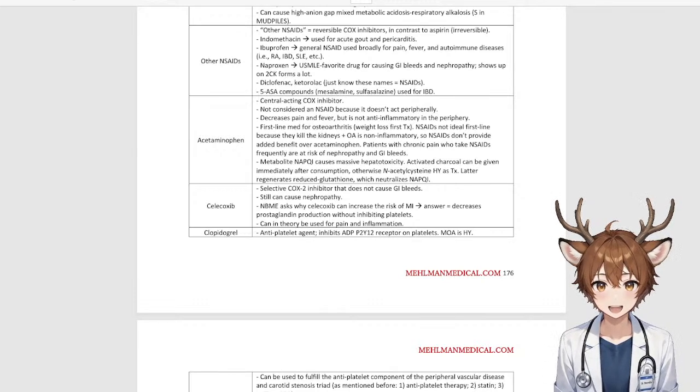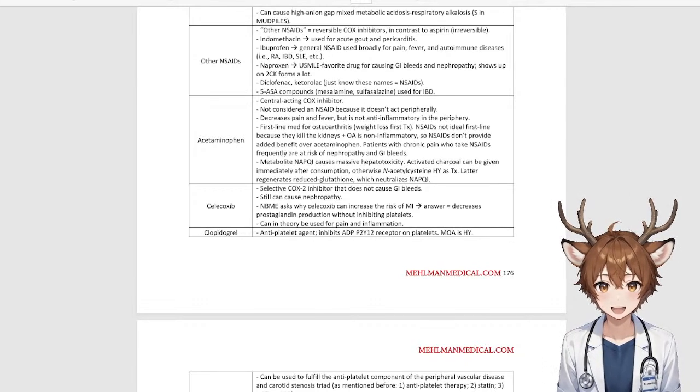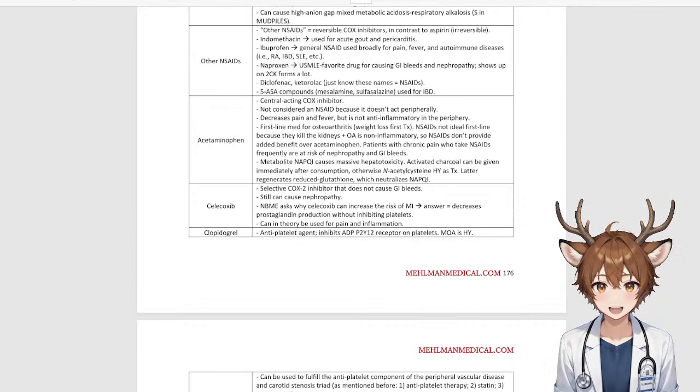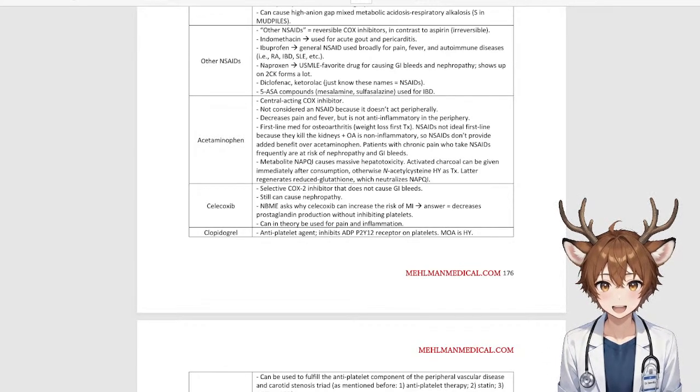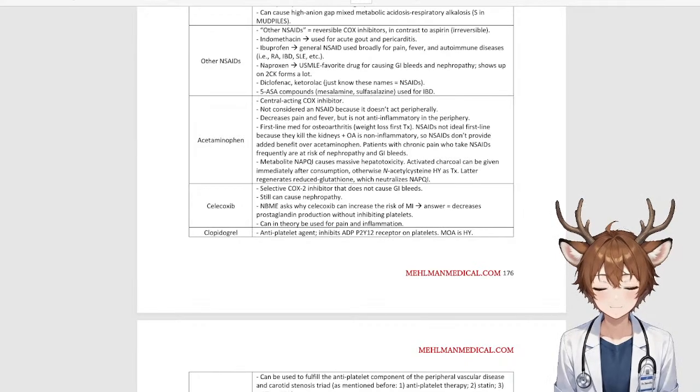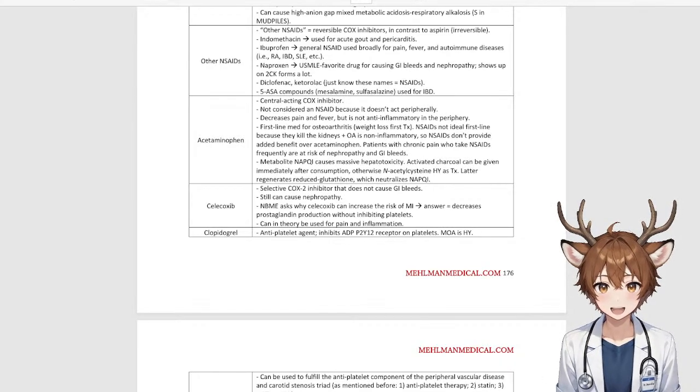Metabolite NAPQI causes massive hepatotoxicity. Activated charcoal can be given immediately after consumption. Otherwise, N-acetylcysteine is the treatment. The latter regenerates the reduced glutathione, which neutralizes the NAPQI.